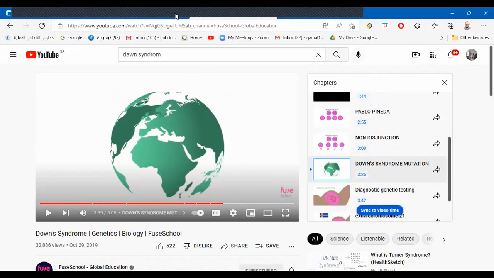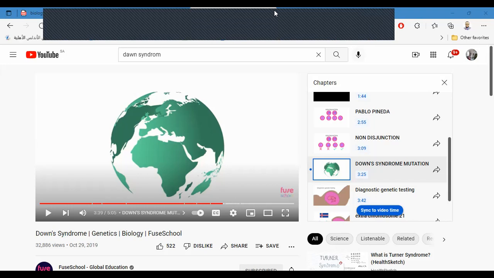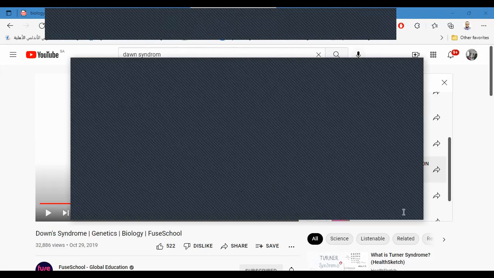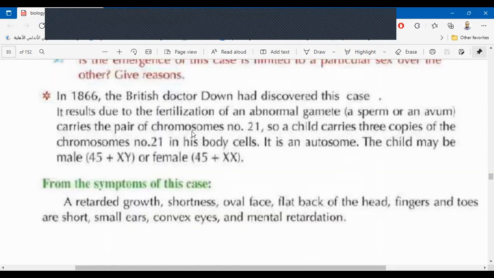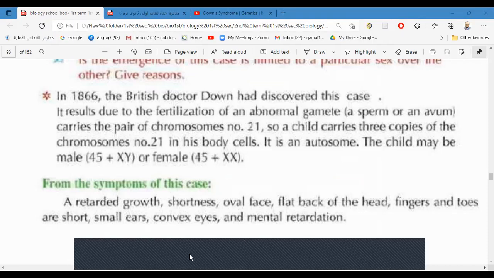Maybe there are many reasons for this case. In Down syndrome, the mutation may happen to the gametes due to exposure to chemicals, drugs, smoking, or radiation. Maybe many reasons cause Down syndrome, and old age of the mother is also one reason. Older mothers have these problems more than mothers of normal age. So pregnancy after the age of 40 is not good, because these cases may happen more in mothers older than 40. So it is better to become pregnant and give birth before the age of 40.